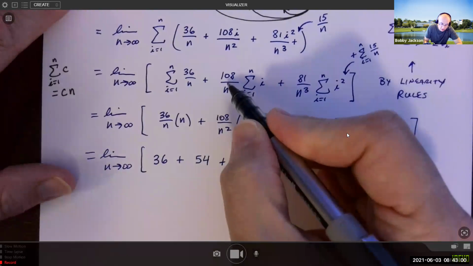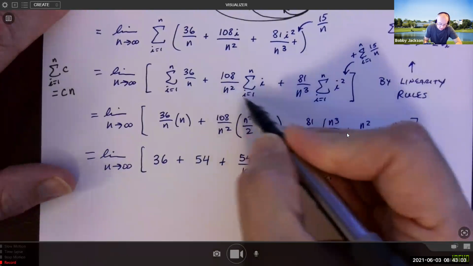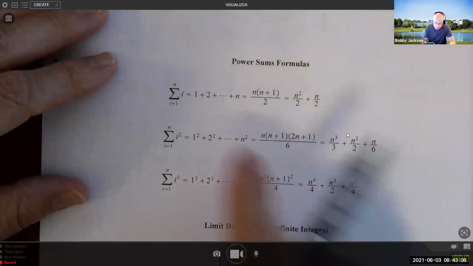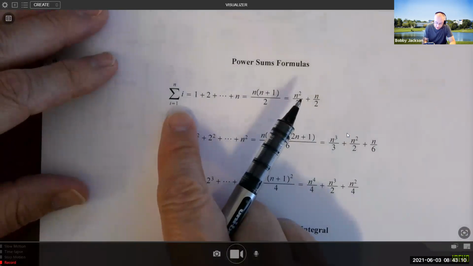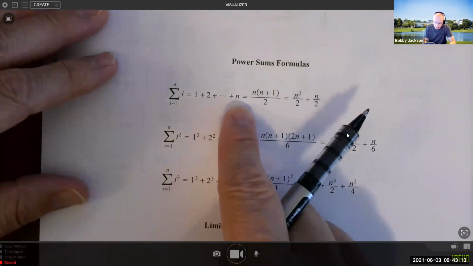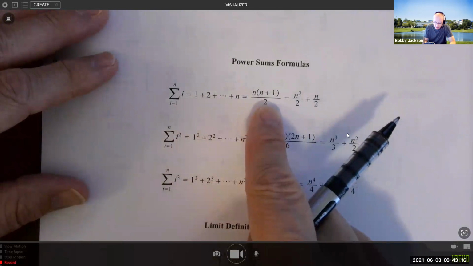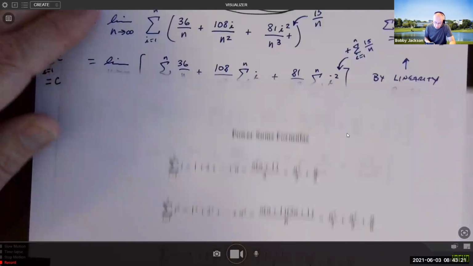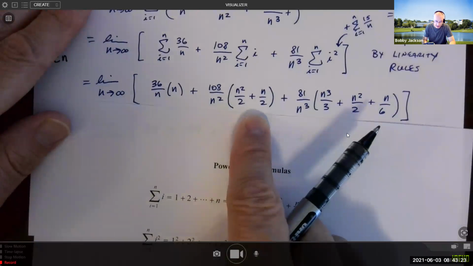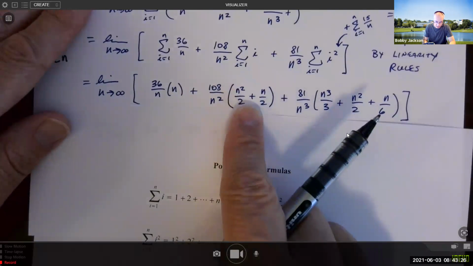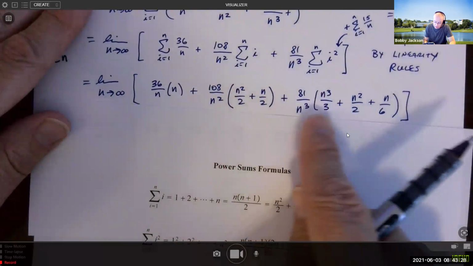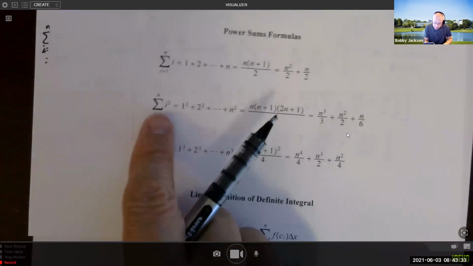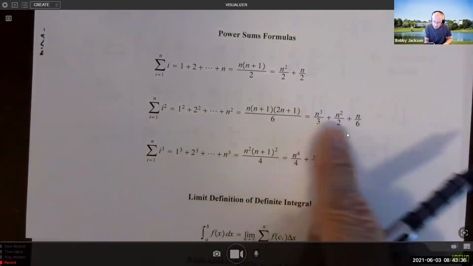Then what about this? 108 over n squared times this? Well, there's where we're going to use the power sum formulas. Again, you're going to be given the power sum formula, so you're going to be given this one here. i equal 1 to n, so 1 plus 2 plus 3 all the way to n is equal to what? This expression, or this expression. You can use either one. I prefer this latter one, and that's what I've done here. I've replaced that summation with the power sum formula. And then 81 over n cubed times all of that, right? i squared is this stuff here at the end. That's what I'm going to use.